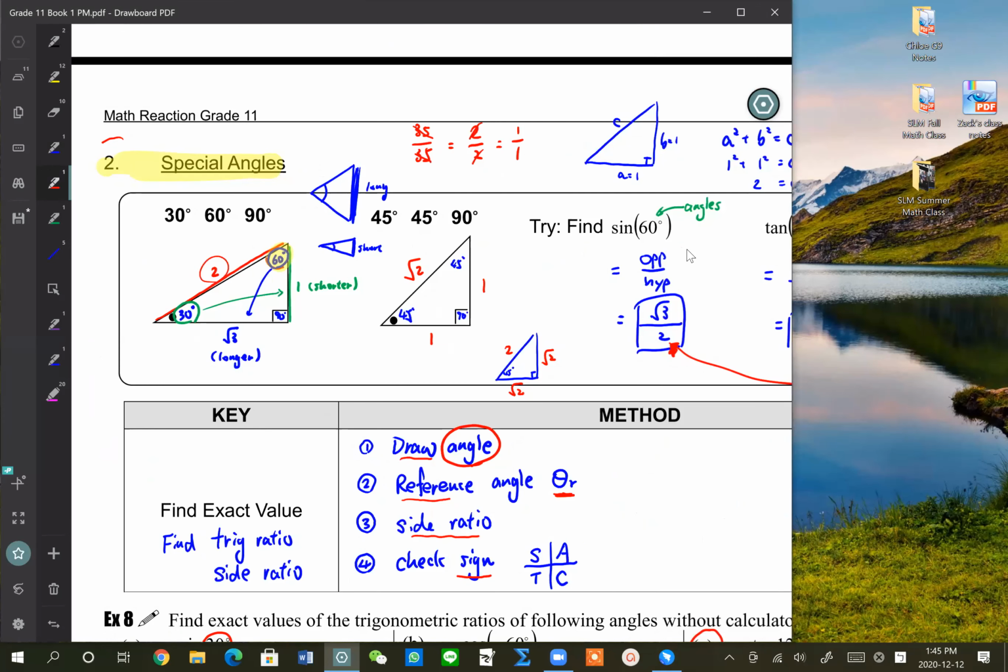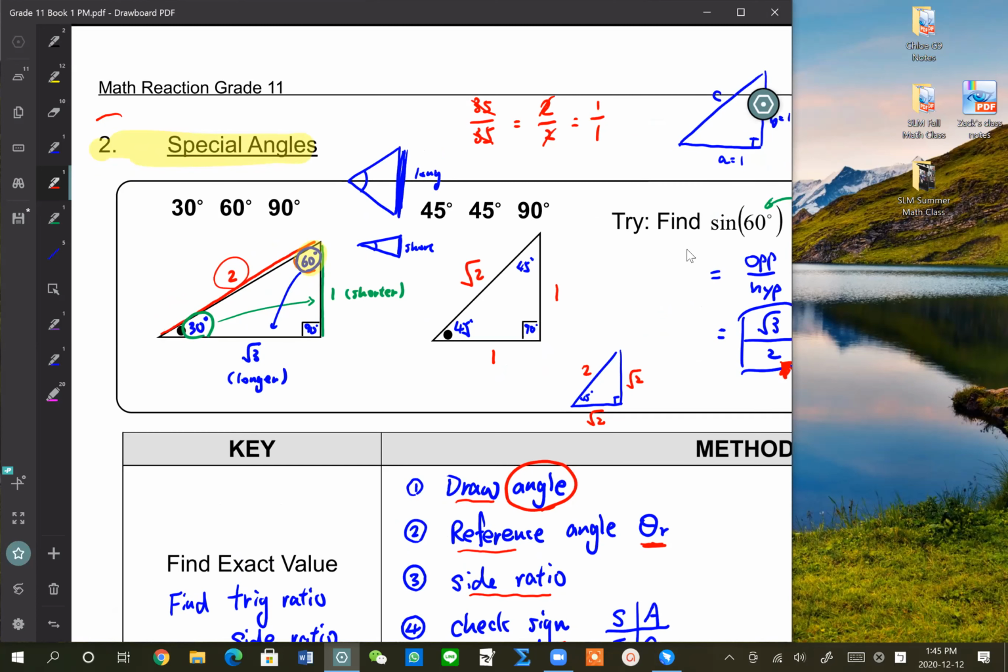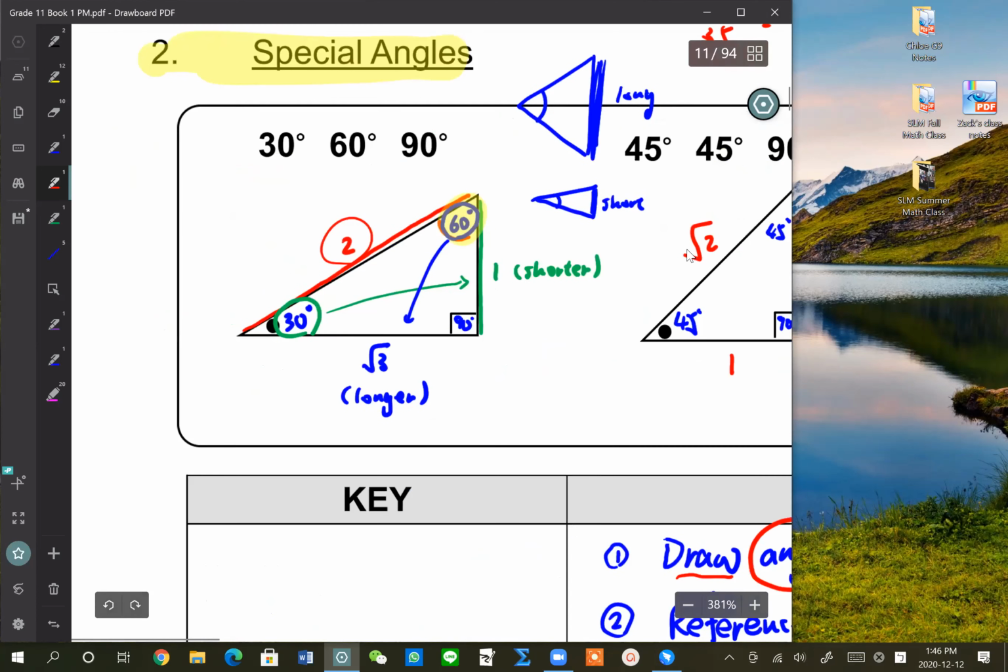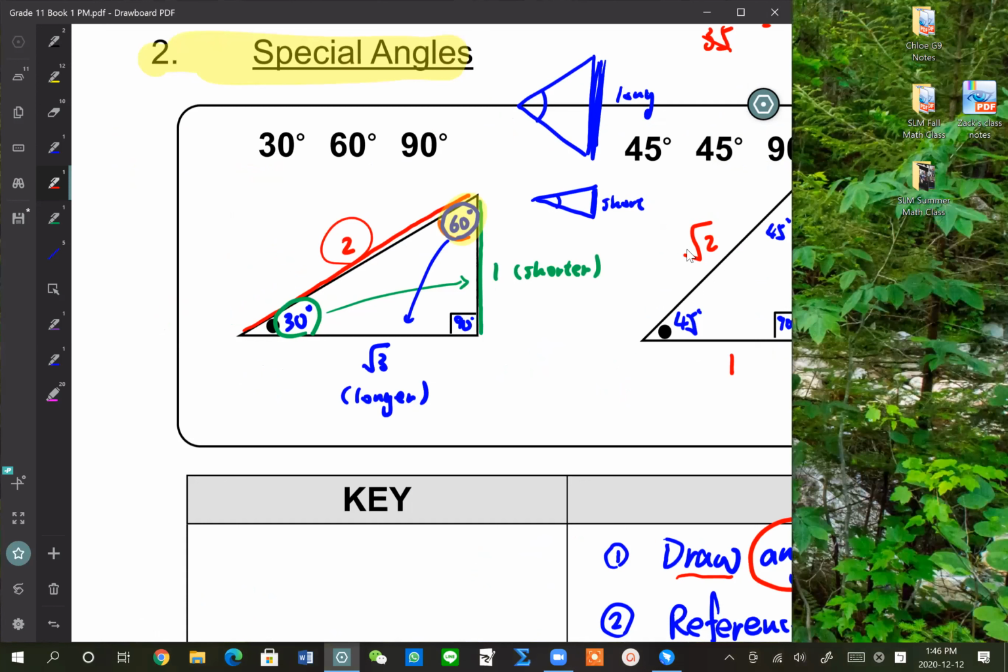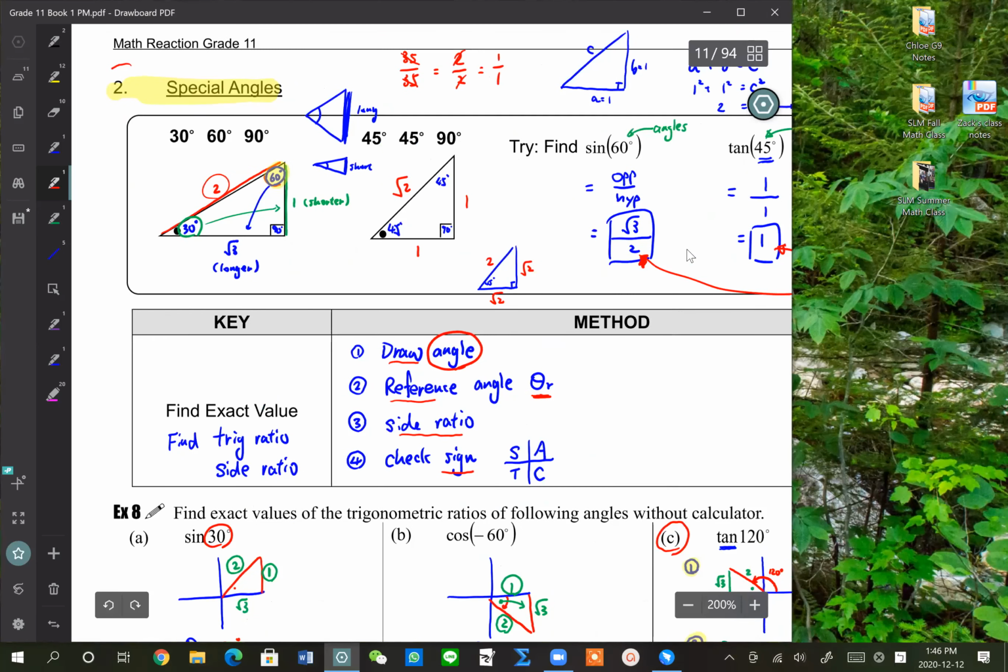Remember, the bigger the angle, the opposite side should be the longer side. For 60°, the opposite side should be the square root of 3. If it's a 45°, then it's 1, 1 for the two sides. For the 30 and 60°, once you know one side is root 3, then the other side will be 1. Hypotenuse is always 2 for the 30, 60°. So you use the reference angle to fill out the side ratio.